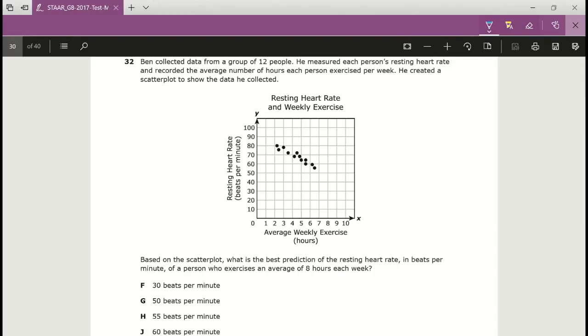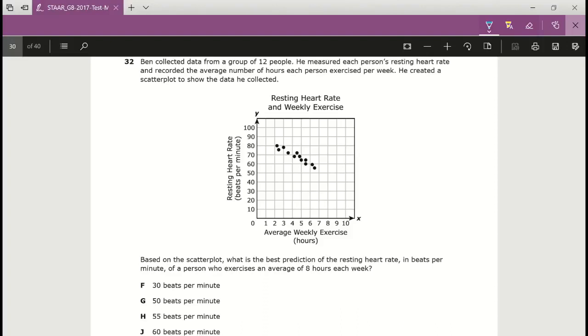Alright, so this is a scatter plot question. These are pretty simple. All you have to remember is that with a scatter plot, if it asks us to predict something or estimate, we need to draw a trend line. So let's draw a trend line on our graph. Remember, trend lines do not have to go through the origin. They just have to go through the middle of our points. So do as best as you can.